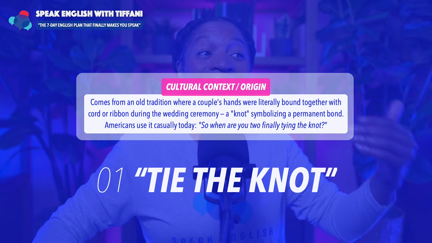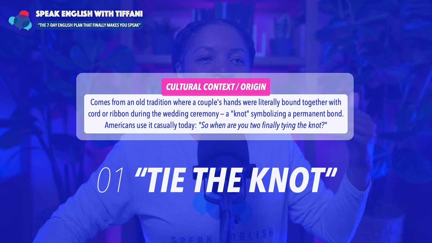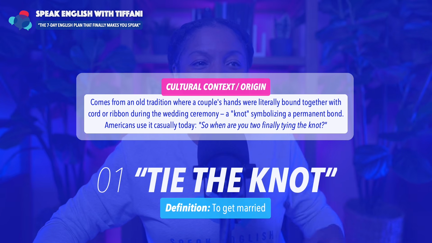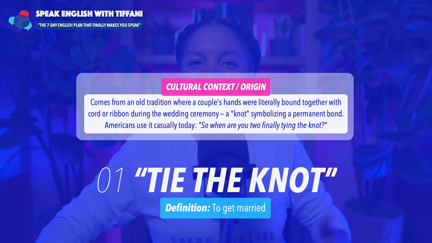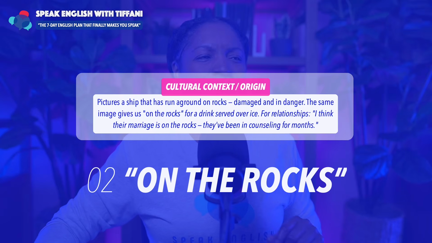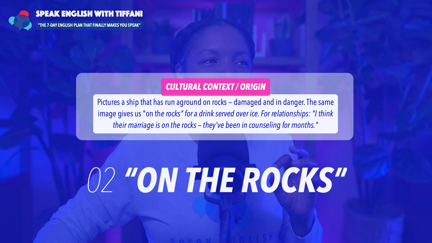Americans use it casually today. So when are you two finally tying the knot? Again, tie the knot. It just means to get married, but now you understand the cultural context. They were literally tied together. So again, tie the knot was our first example. What about our second expression? On the rocks.